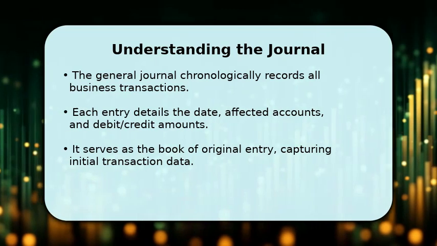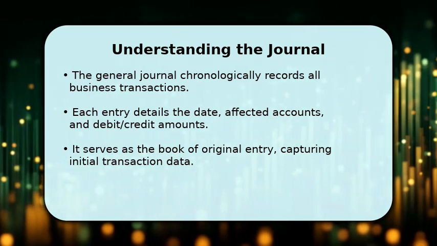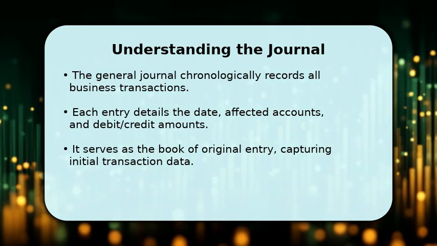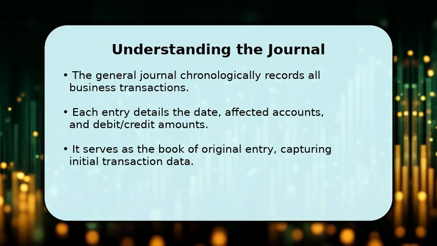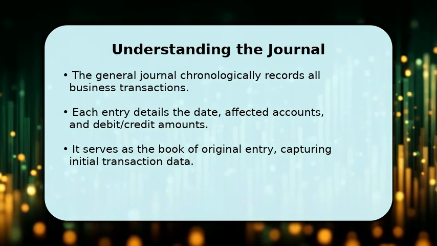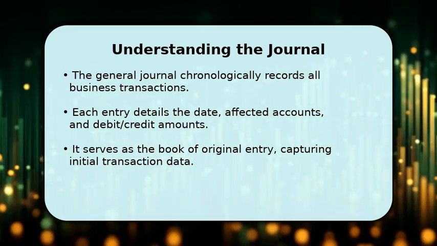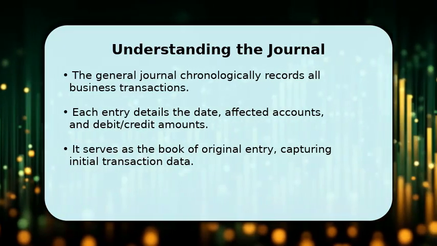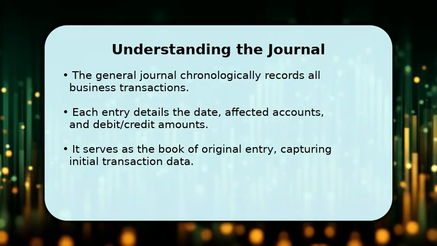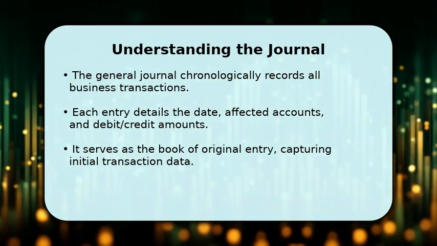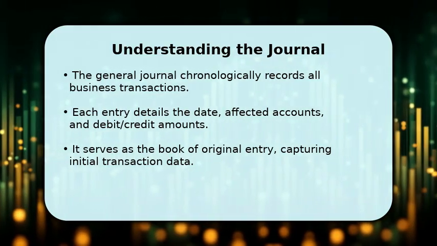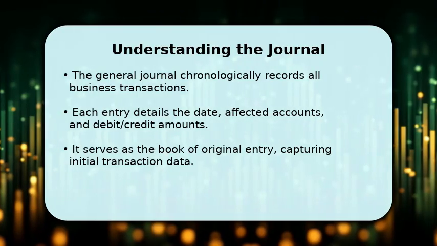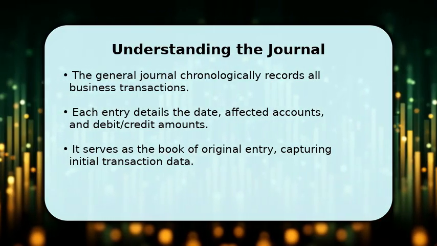The general journal is your first stop for recording every financial event. Think of it as a diary for your business, where each transaction is logged in chronological order. Every entry clearly shows the date, the accounts involved, and the corresponding debit and credit amounts. This meticulous record-keeping ensures that no transaction is missed before it moves to the next stage of accounting.